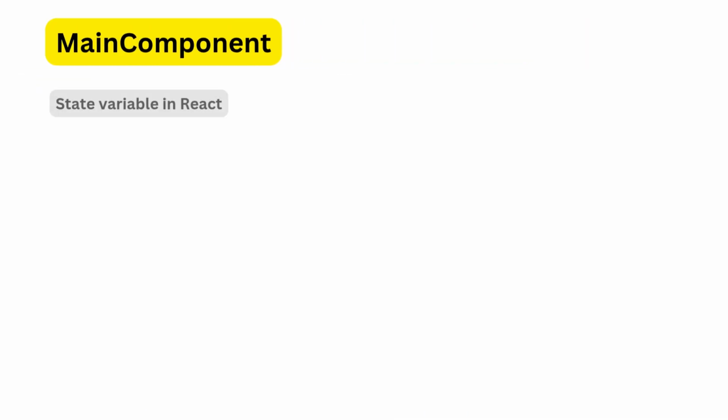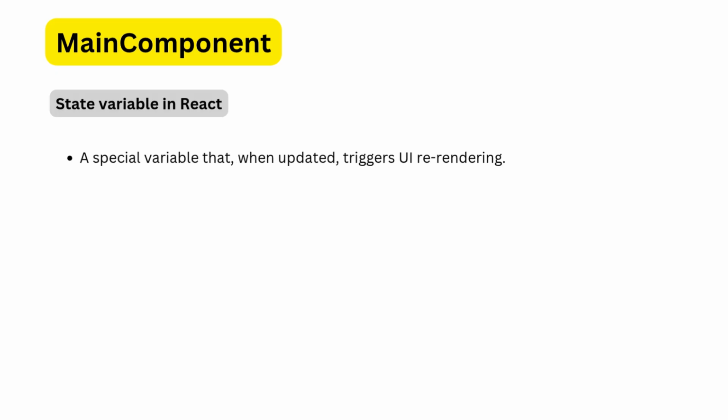Here I want to talk about the state variable. The state variable is a special variable in React.js. When the value of this variable is changed or updated, it forces React to update the UI on the screen by calling the return function with the updated value of state. But to update the UI on the screen, it's necessary to use the setState method to update the value of the state.